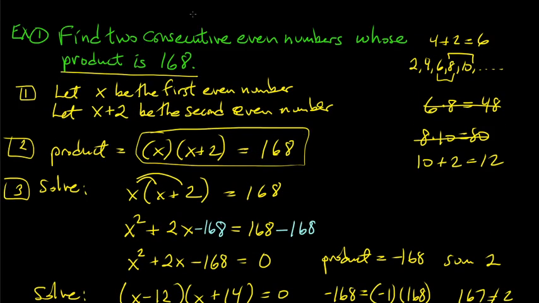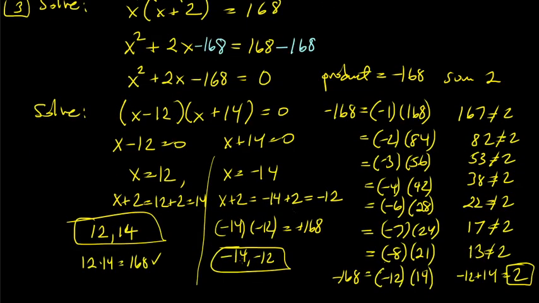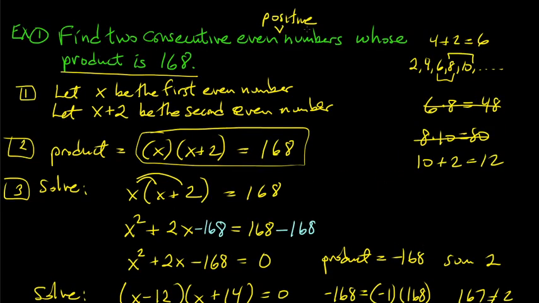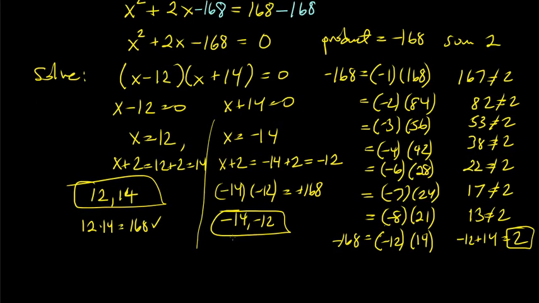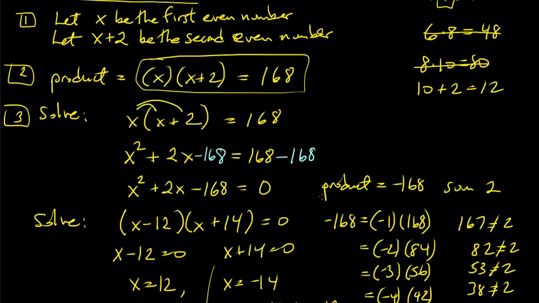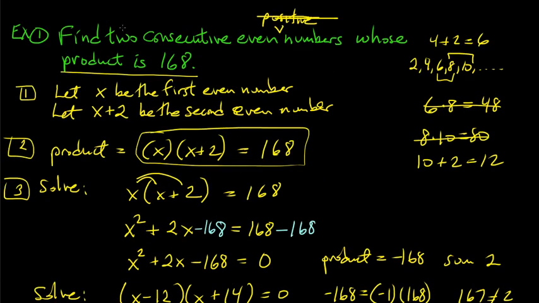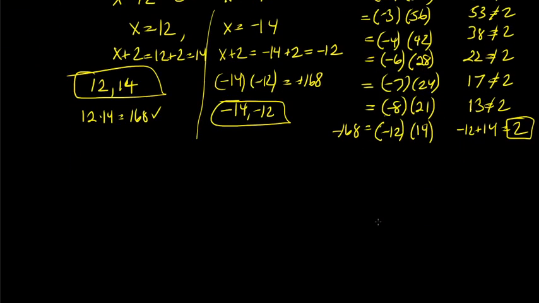Now, if it says consecutive even positive numbers, then we can get rid of the negative 14 and the negative 12. But it didn't say that they had to be positive. So yep, negative 14 and negative 12 also work. All right, so that's the first number puzzle. Let's try another one.